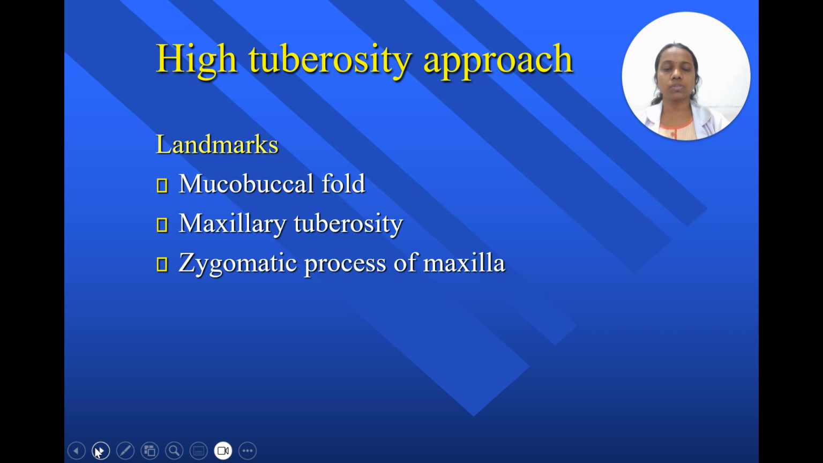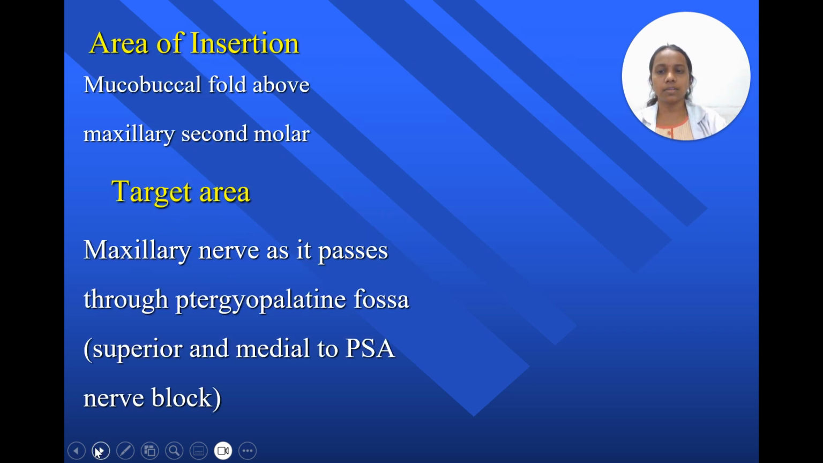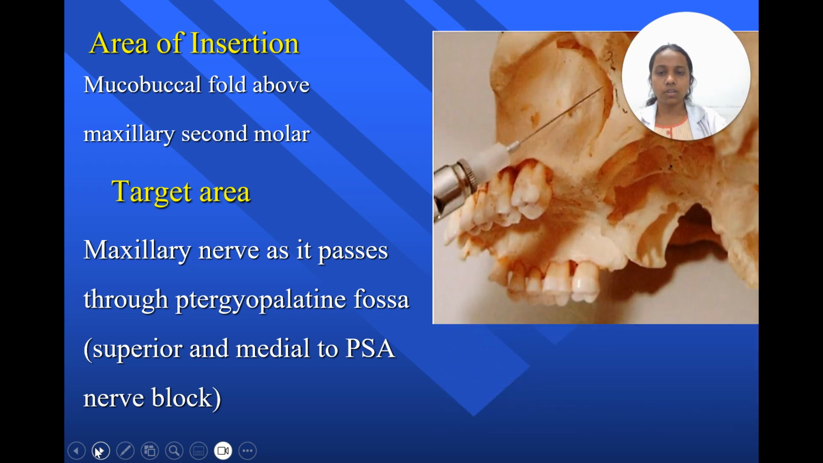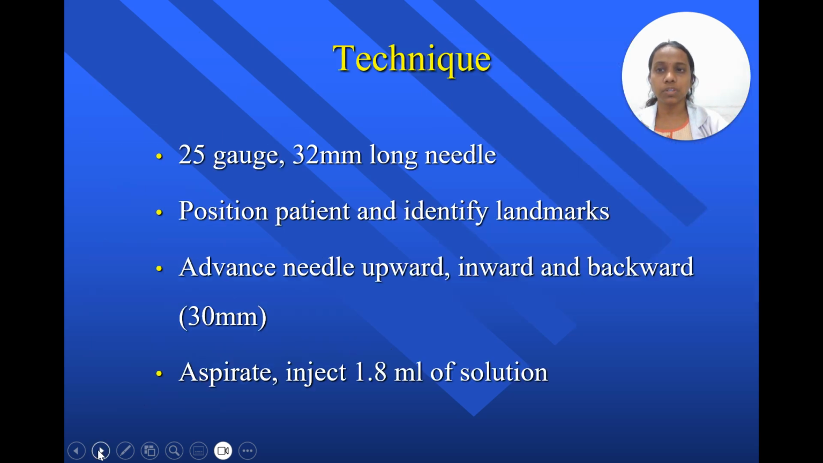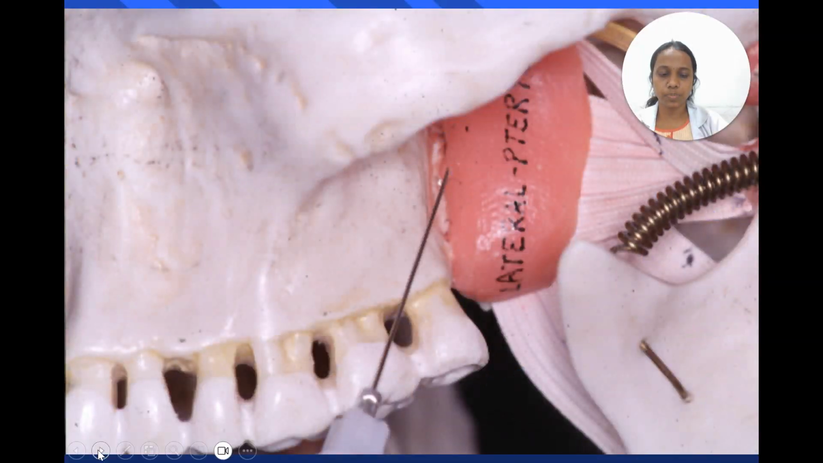High tuberosity approach landmarks are the same as those of the posterior superior alveolar nerve: mucobuccal fold, maxillary tuberosity, zygomatic process of the maxilla, and the target is the main nerve trunk. Here, we penetrate the mucobuccal fold opposite the second molar, going upward, inward, and medially. You have to advance the needle up to 30 mm inside the tissue and slowly aspirate, and once it is negative, deposit the solution. Here the aspiration rate is higher because we are going much closer to the pterygoid venous plexus, so the incidence of injuring the vessels is higher.